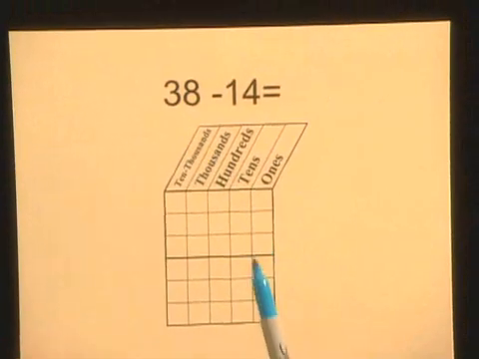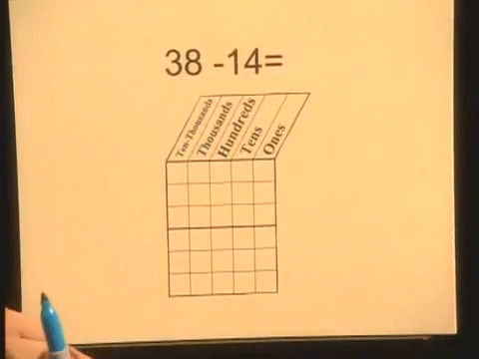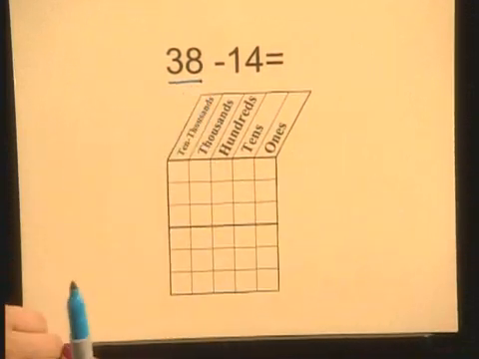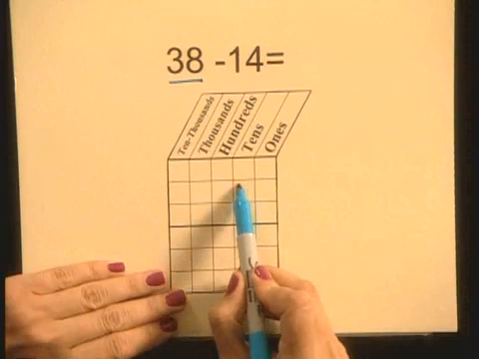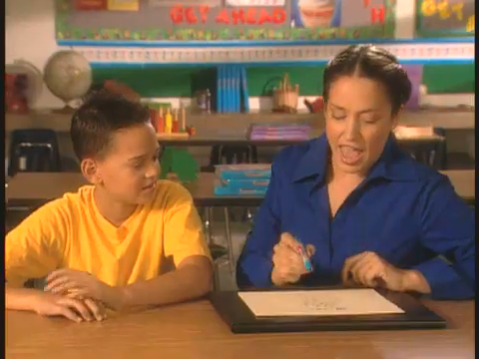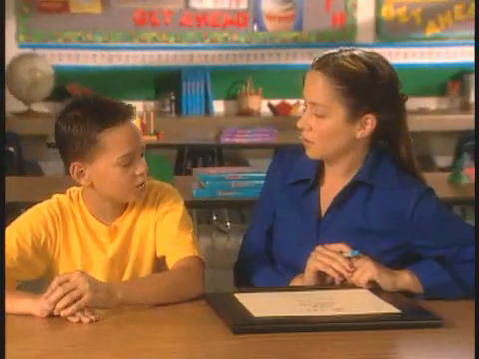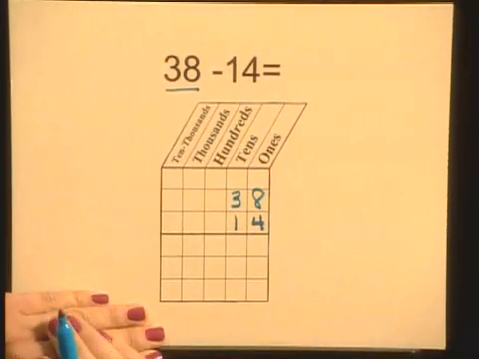The first step is we're going to use our place value chart, and we're going to put our number into the appropriate place value. So let's look at number 38. Where would the 3 go? In the tens. In the tens place, exactly. What about the 8? In the ones. Exactly, very good. And the 14, where would that go? The 1 would go in the tens, and the 4 would go in the ones. Very good. You're so good at this.